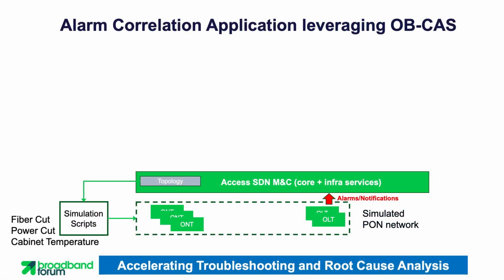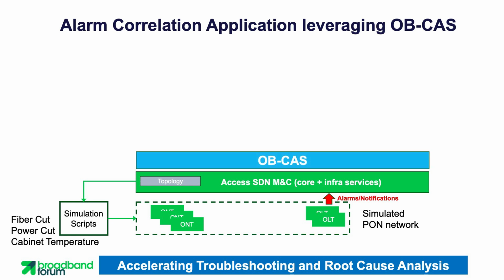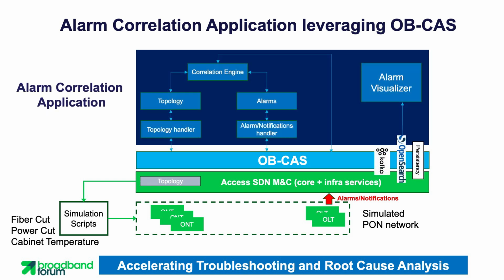OB-CAS as a project started this year. It's an open community, and the team developed a first version of the SDK consisting of wrappers for a selection of open APIs such as Kafka and, for instance, also OpenSearch, and so on. Through these APIs, the applications can access data collected from the access network devices via the access domain controller platform.